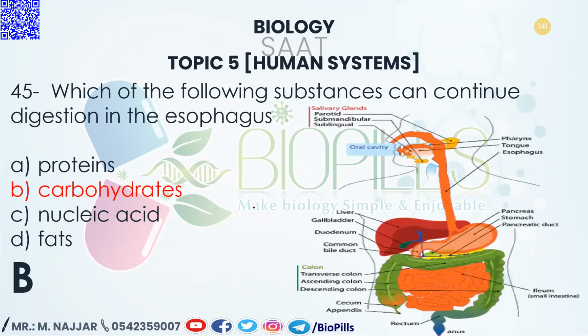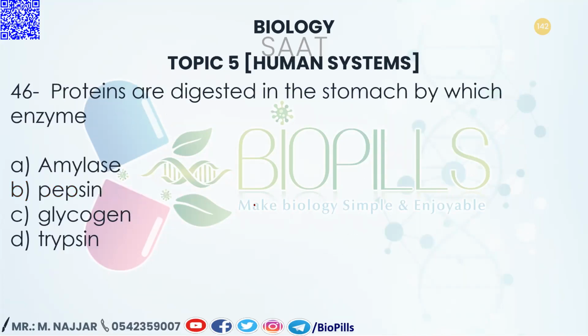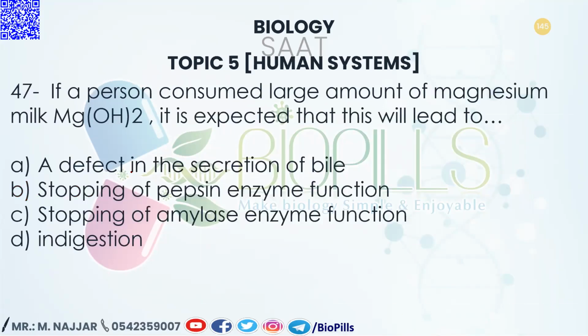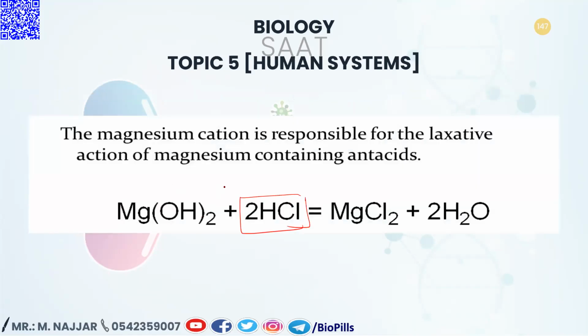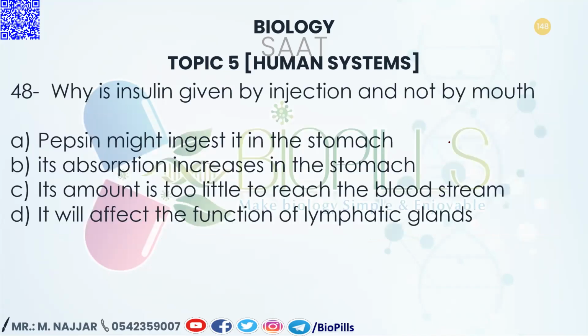Question number 46. Proteins are digested in the stomach by which enzyme? By pepsin. Exactly, pepsin is the enzyme. Question number 47. If a person consumed large amounts of magnesium milk, Mg(OH)2, it is expected that this led to stopping the pepsin, because inside the stomach there is HCl, a very strong acid, and Mg(OH)2 is a strong base. Acid plus base, the neutralization equation gives magnesium chloride, a salt, plus water, and the pH will be around 7, which is not suitable for the pepsin to work.